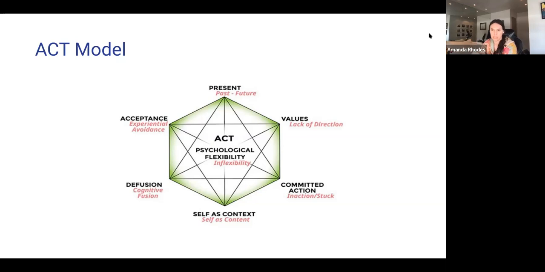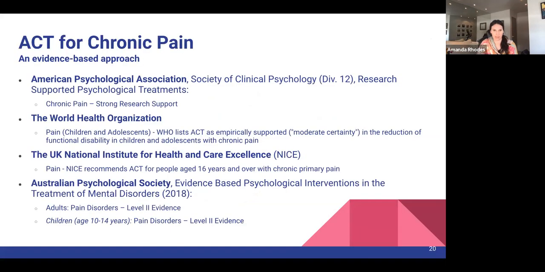So even when pain shows up, could be psychological or physical, even when pain shows up, being able to move towards what you care about. Now, the difference is here we're really taking a perspective rather than trying to change. So if you want to move on to the next slide.